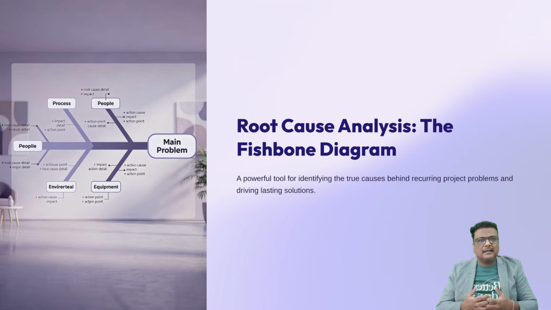In PMP and KPM environments, the Fishbone Diagram is extremely useful during quality management, risk analysis, continuous improvement, and lessons learned because it is a visual tool that encourages teams to think broadly instead of jumping to quick assumptions, and it also reduces bias because everyone in the room can contribute their perspective. The main purpose is simple: understand what is really causing the problem so corrective actions become effective and long-lasting.